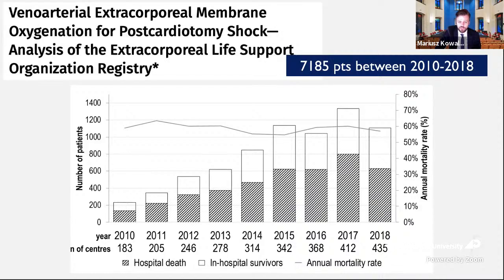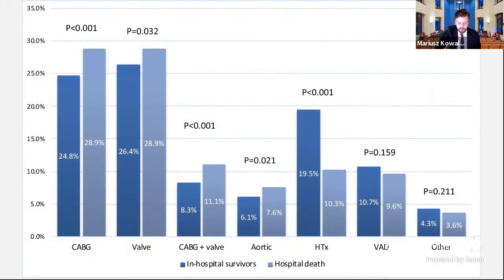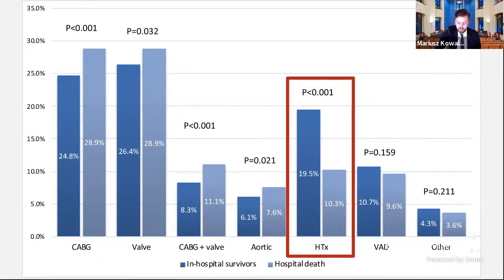We found in an analysis of ELSO registry with over 7,000 patients that the numbers of ECMOs are increasing annually, but with rather stable mortality trends. On the contrary, what was also intriguing was that higher risk patients, more complex patients, and older patients are being treated more willingly in recent years and being offered ECMO postoperatively. Except for heart transplantation group, which yielded highest benefit of post-op ECMO, in-hospital mortality still outweighs survival, with more extensive and complex surgical procedures being associated with poorer prognosis.